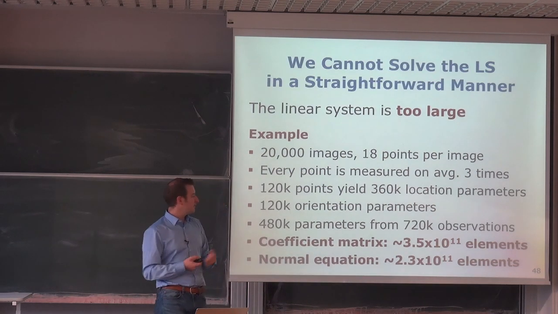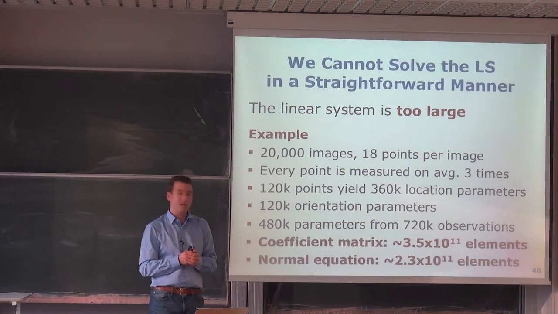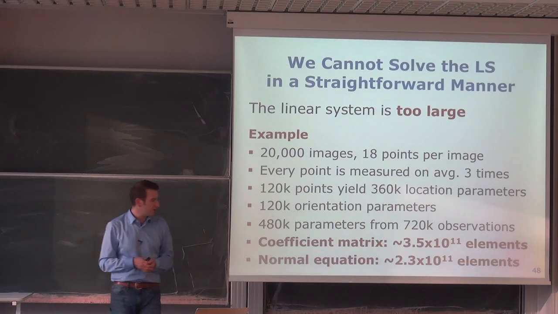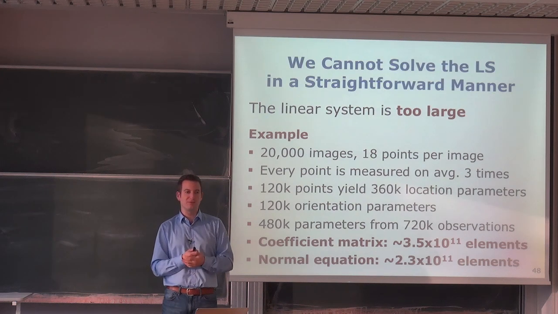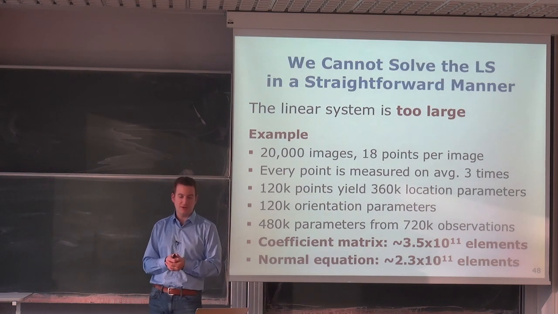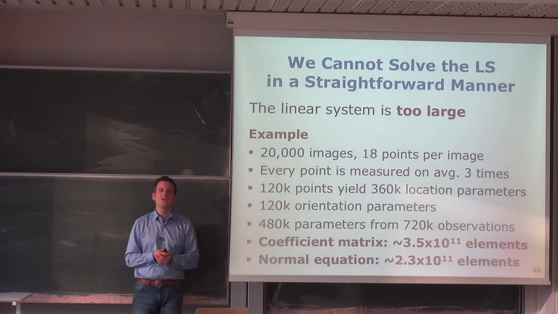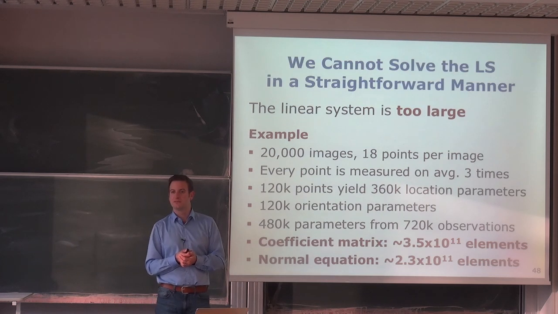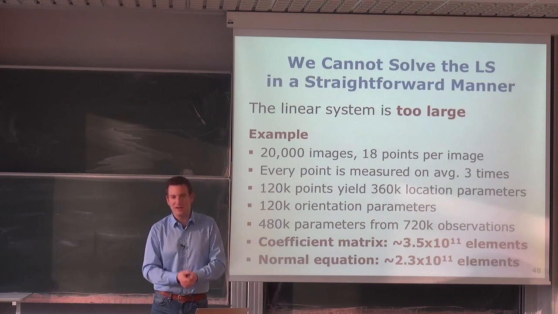If we set up our coefficient matrix, it will have approximately 3.5 times 10 to the power of 11 elements. And if we compute the normal equations, 2.3 times 10 to the power of 11 elements. This is a quite large number of elements if you want to solve this system of linear equations. Therefore, we typically need to apply some tricks in order to solve these problems efficiently. And what I'm trying to explain today is how we can actually do that.